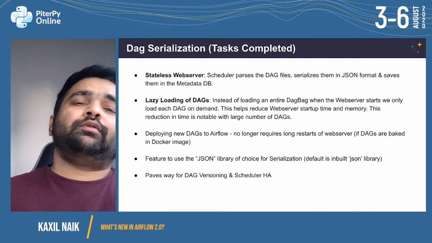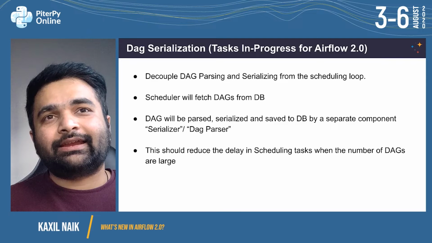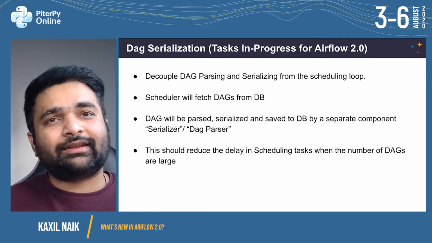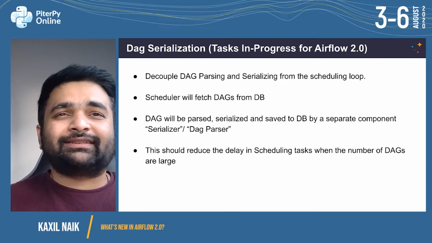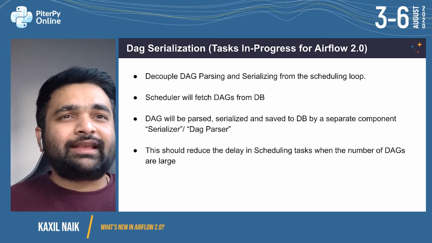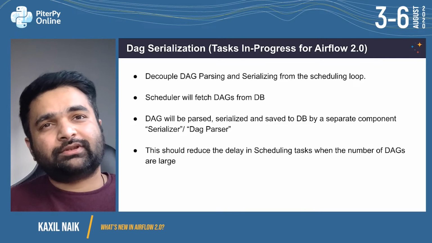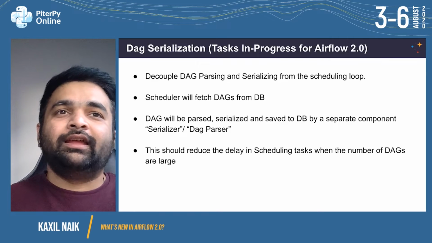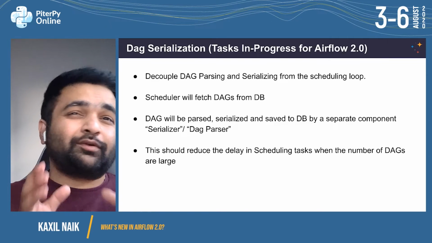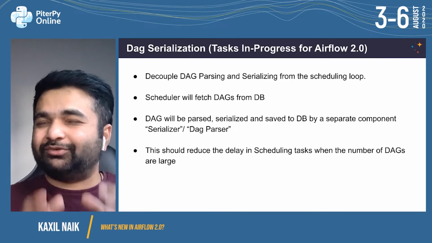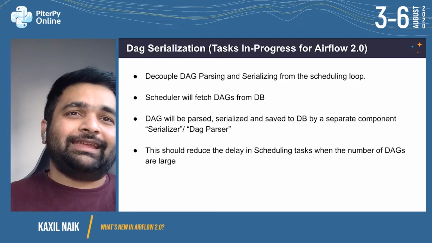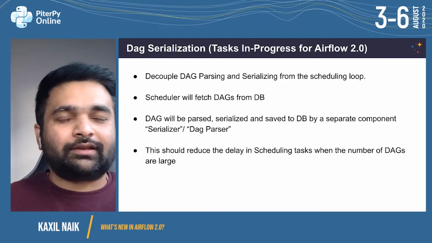For 2.0, we plan to use serialized DAG in Scheduler 2. We are already using it for the Scheduler HA work, like I said. We plan to create a separate component called a serializer or a DAG parser that would be responsible for, as the name suggests, parsing or serializing the DAG. Then the scheduler can just focus on scheduling the tasks, which it should have done from the beginning. This should reduce the delay in scheduling tasks even further.